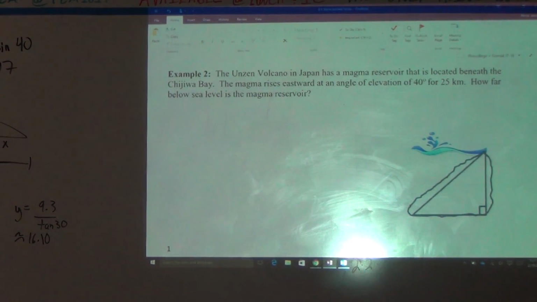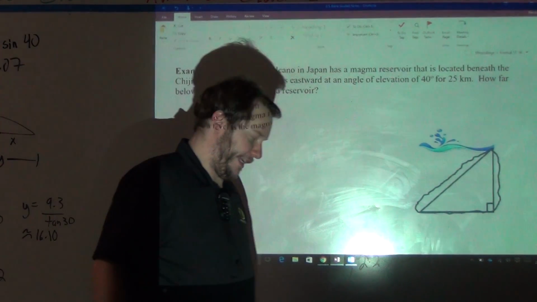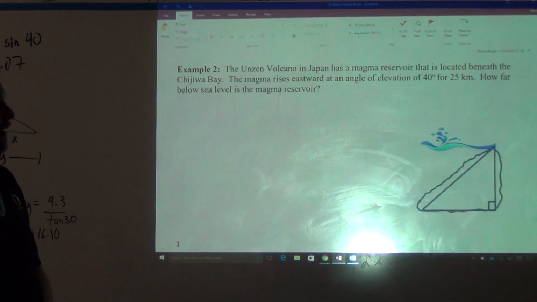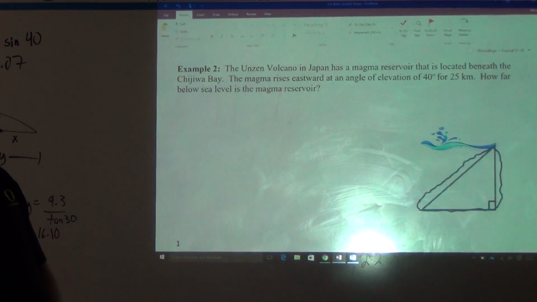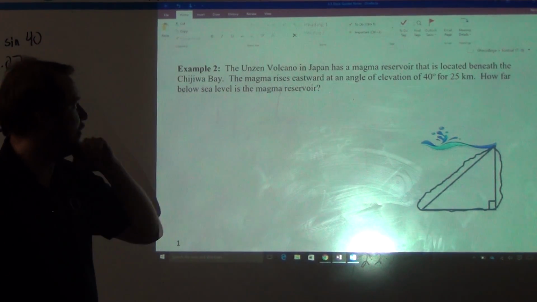All right, well, welcome back. Here we're going to look at another example. Again, each situation is going to be different, so we want to be just really careful in our setup and see what we can do here. So, forgive me for that pronunciation. Unzen and Chichiwa. Here we go.